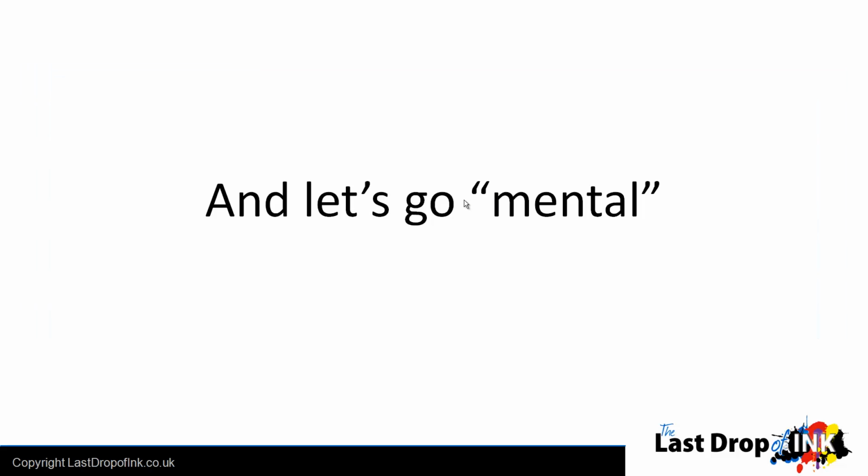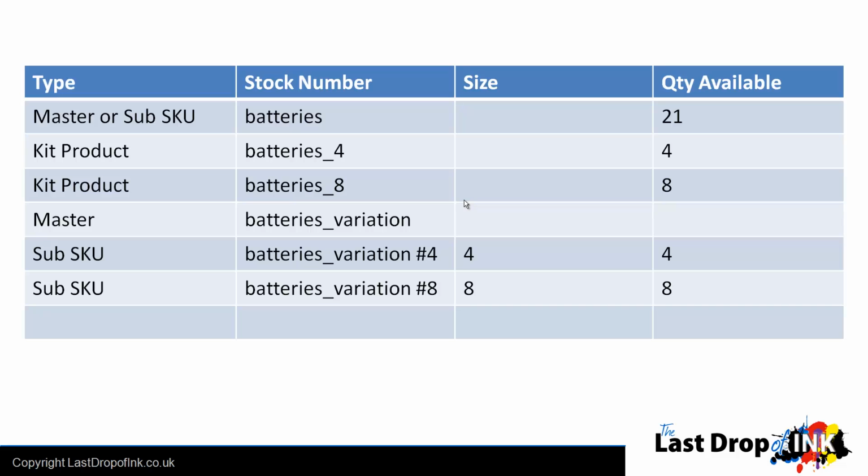Now, let's go mental and go one stage further. What happens if we had batteries? So we've got 21 of those in stock. We make 2 kit products, 4 and 8, so they've got their stock availabilities of 4 and 8 for the different packs. Then we create a new master SKU called batteries variation, and below there we make 2 stock sub-SKUs, but those stock sub-SKUs are also kits, and they inherit their stock levels from their kit products above, and that's how you can make multi-variation listings on eBay, Amazon, your website, etc.